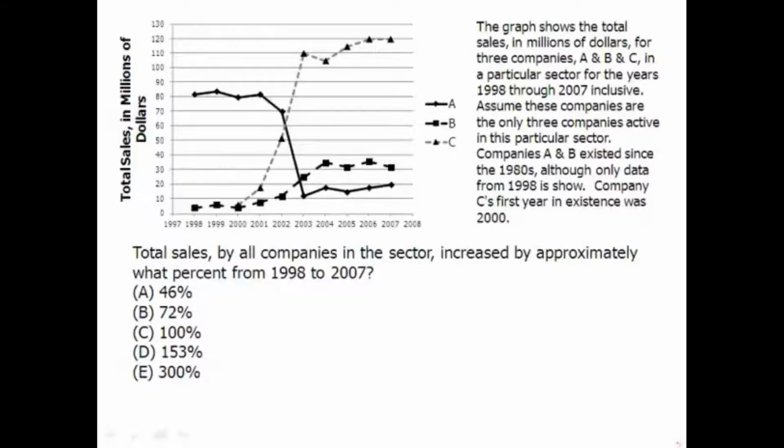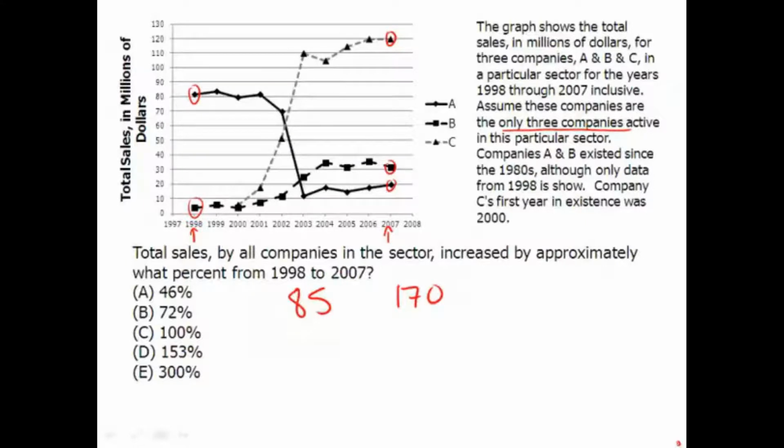Total sales by all companies in the sector increased by approximately what percent from 1998 to 2007? Well, keep in mind that these three companies are the only three companies active in this sector. So the numbers we have on this graph account for all the sales in the sector. So in 1998, we had 5 million and 80 million. That's 85 million altogether. 2007, we had 20, 30, 120. Those add up to 170 million.